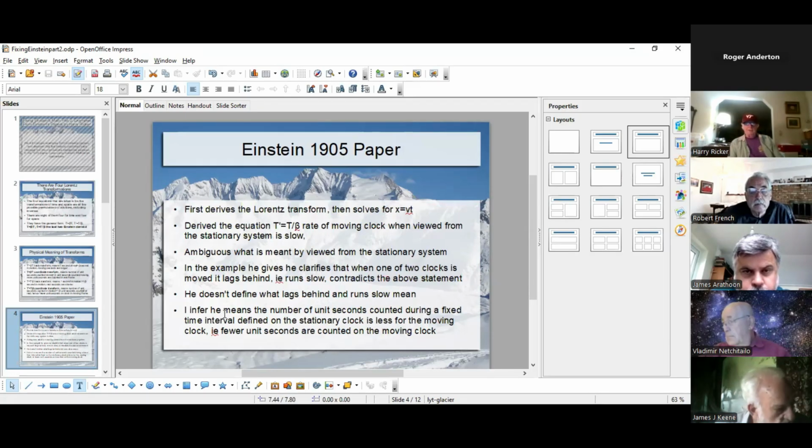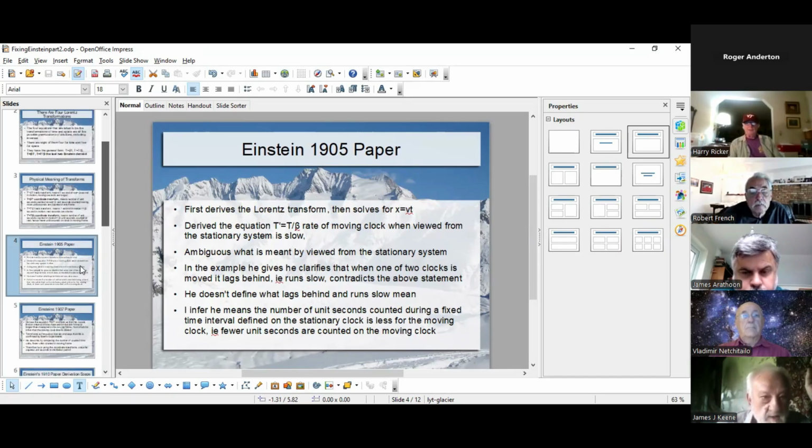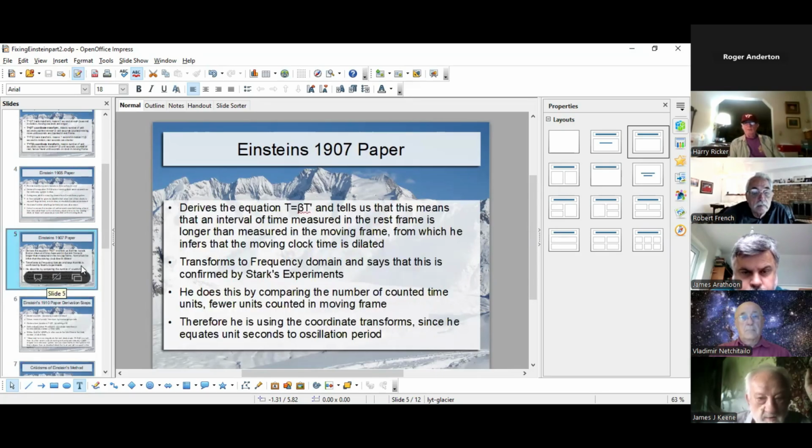I infer what he means is that the number of unit seconds, and I talked about this, the number of unit seconds counted during a fixed time interval defined on the stationary clock is less for the moving clock. So that's what this means. That's the conclusion. So this is a coordinate transformation. What is meant by coordinate transformation is that coordinate means counting the number of measure units. Okay, 1907, moving through this pretty quickly.